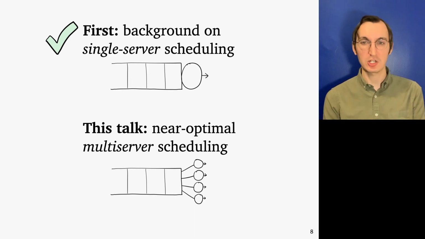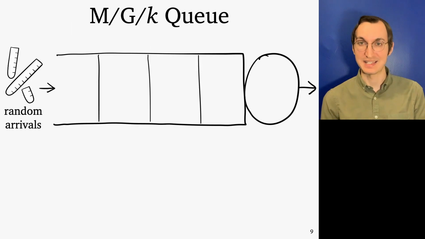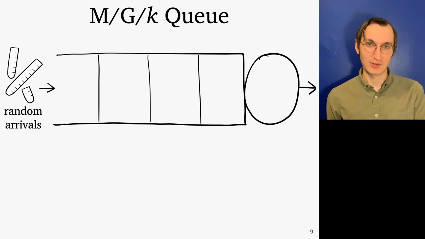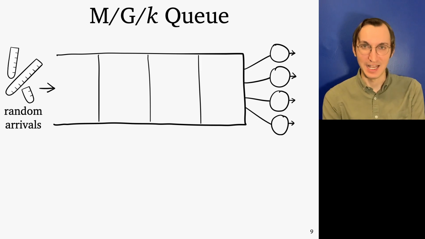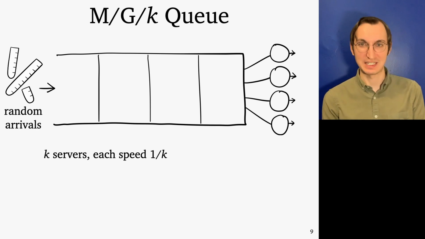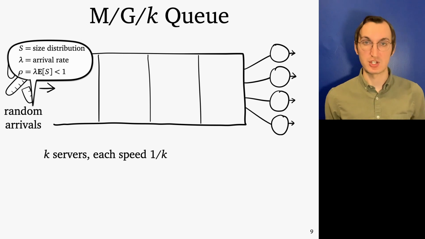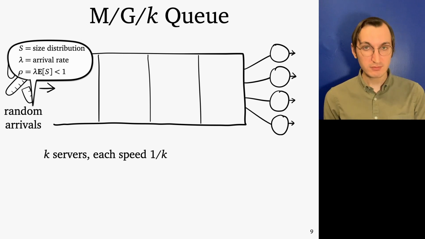Let's now talk about the much harder problem of multi-server scheduling. And the multi-server model we're going to talk about is the M/G/k queue. So this is basically the same as the M/G/1 queue, but now instead of one server, we've got, you guessed it, k servers. And we're going to use the convention that each of these k servers has speed 1/k. So it's like k small servers or k slow servers. This means that the total service capacity of the M/G/k under this convention is always 1. Compared to the M/G/1, we're going to use the same definition of size distribution, arrival rate, and load. But now at the server, the job is going to go k times slower.